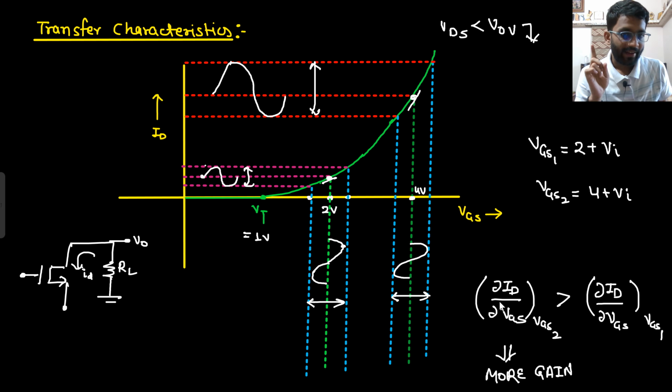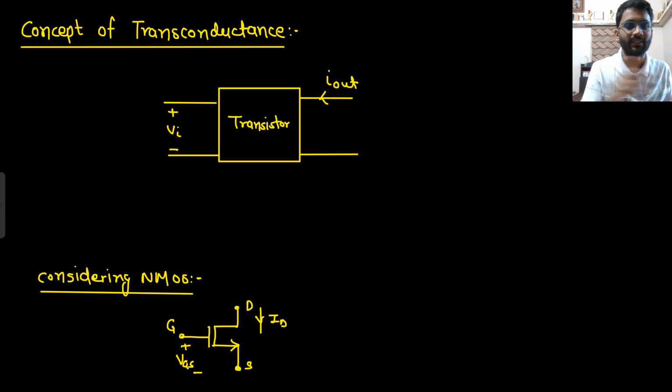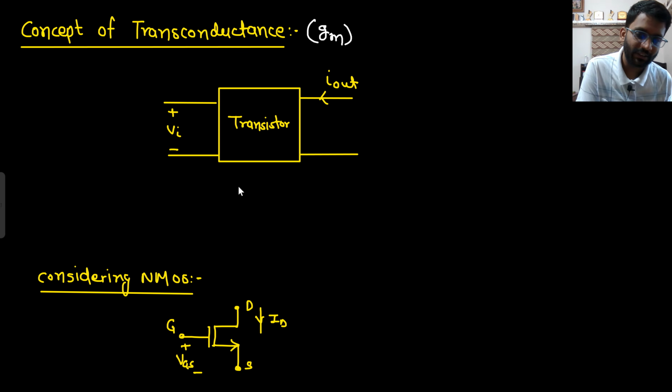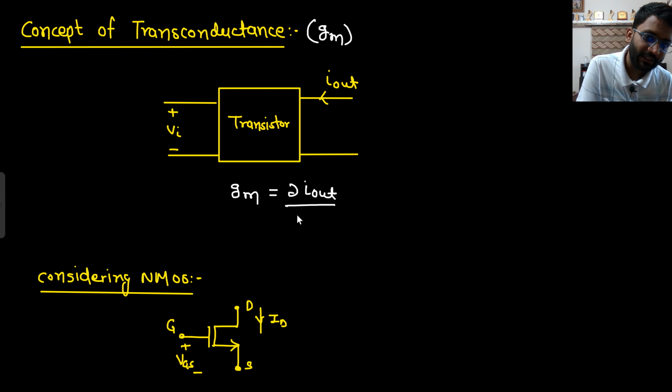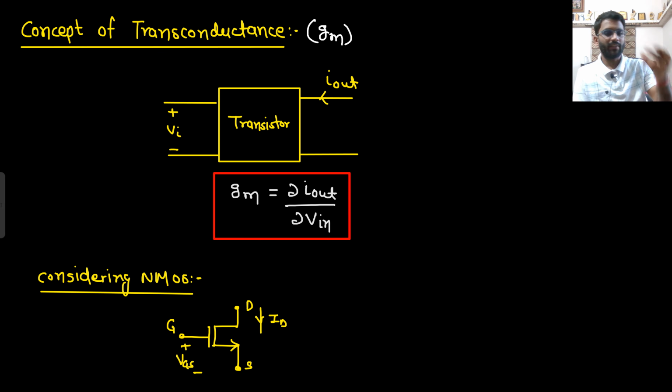Now this del ID upon del VGS is an important parameter, and we have given this parameter a name that is known as transconductance. So what is transconductance? That we show by GM. GM is the transconductance. The change in output current with respect to the change in input voltage. This is known as transconductance. I don't need to write the definition. I guess this is more than enough.